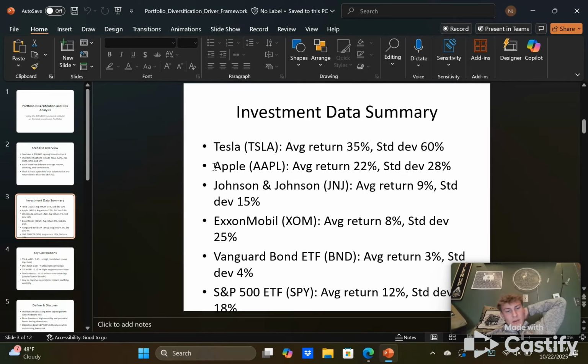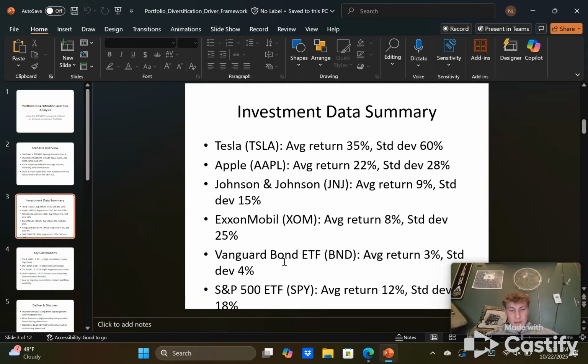So in our data summary, we have Tesla, average return 35%, with a standard deviation of 60% given to us. Apple, 22%, standard deviation 28%. Johnson & Johnson, average return of 9%, standard deviation of 15%. ExxonMobil, we have a return of 8%, standard deviation of 25%. Vanguard Bond ETF with a return of 3%, but a standard deviation of 4%. Then we have the S&P 500 ETF, which has an average return of 12% and a standard deviation of 18%.